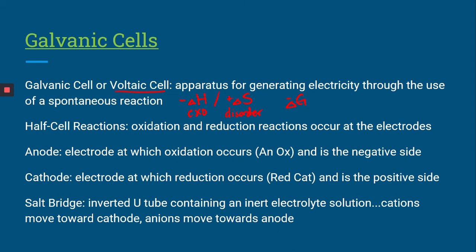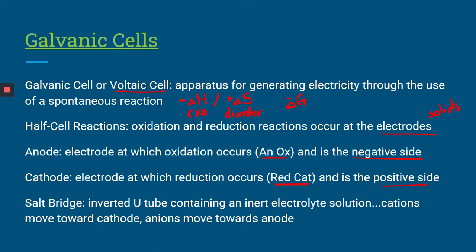Now, a half reaction or half cell reaction is where oxidation and reduction occur, and they occur at the electrodes, which are the solids that are in the cell. The anode is the electrode where oxidation occurs. You can use AN OX to remember that connection. And it is the negative side of the voltaic cell. Cathode is where reduction occurs. You can remember that because of red cat. And that is the positive side of the voltaic cell.